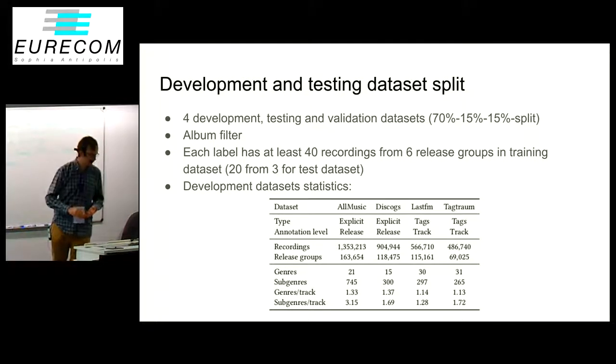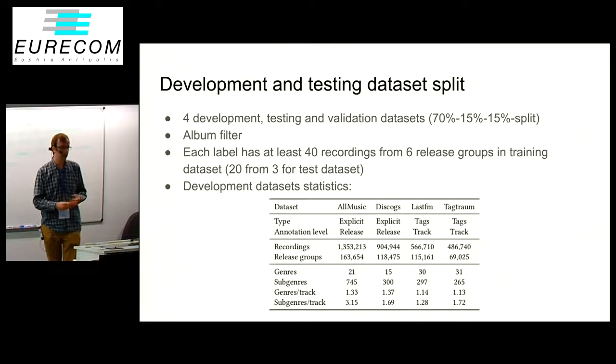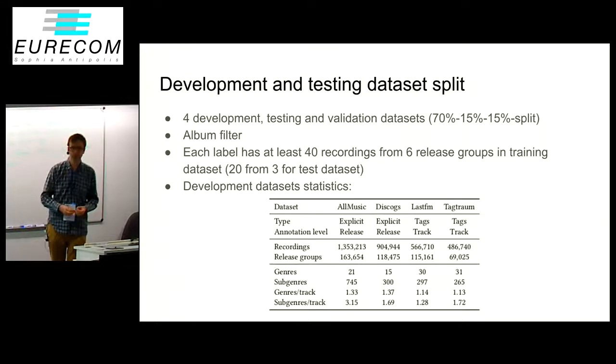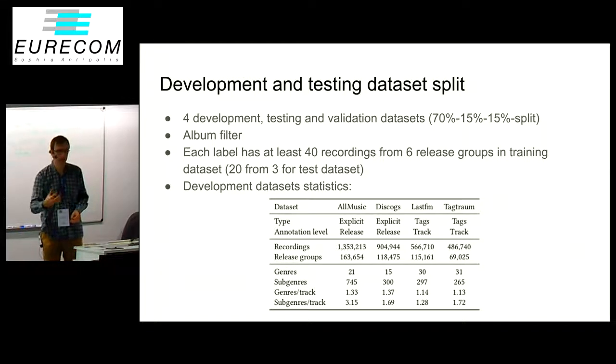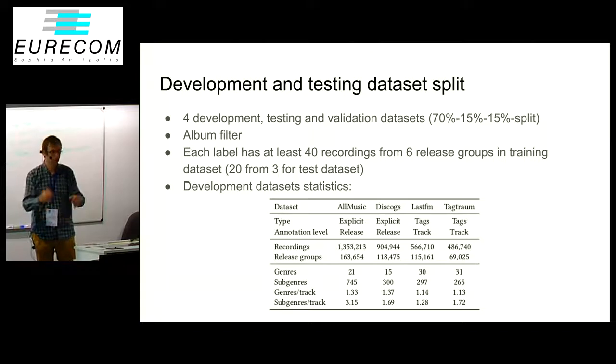We provided an album filter, which is something that we typically do in music information retrieval. The idea here is that we don't want to overfit, for example, to a single album or music by a single performer. So we don't want to say that we're actually training for a particular performer or a particular album.